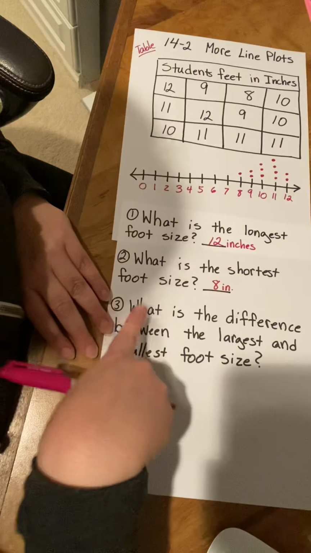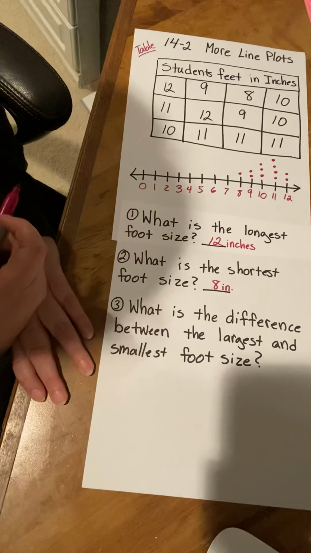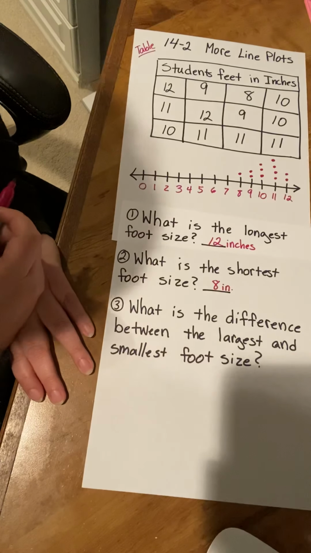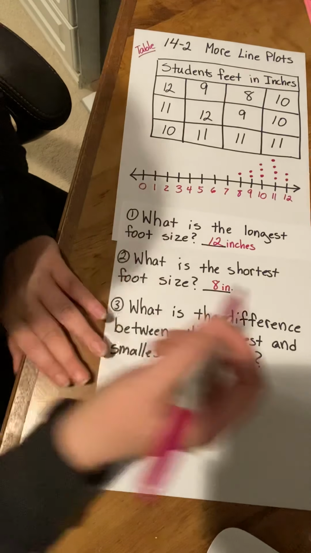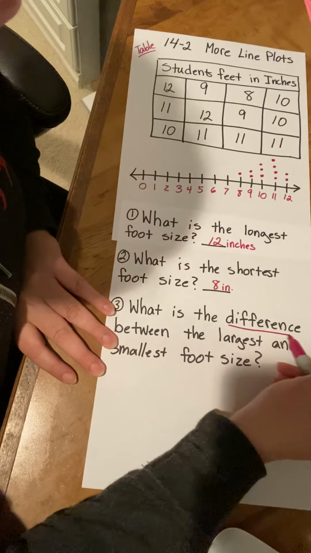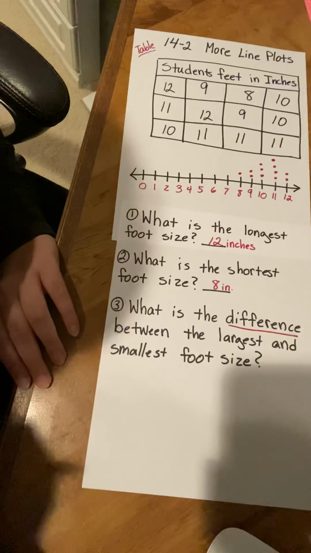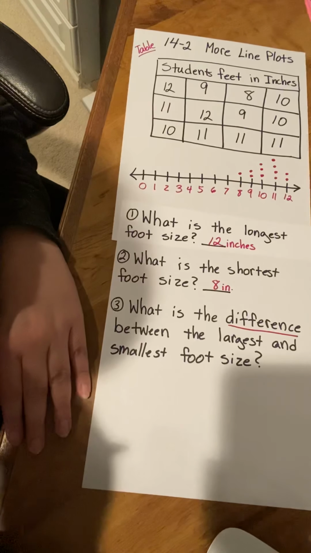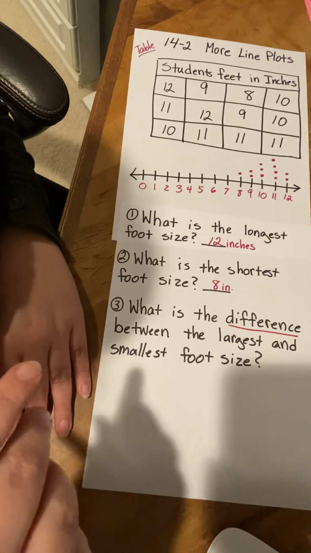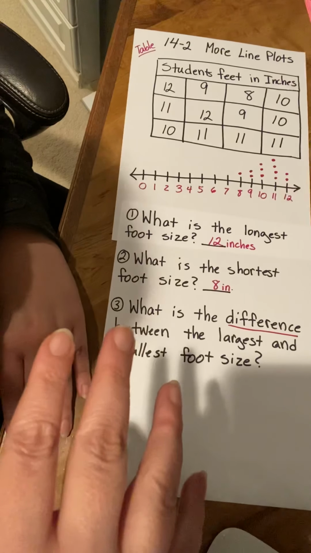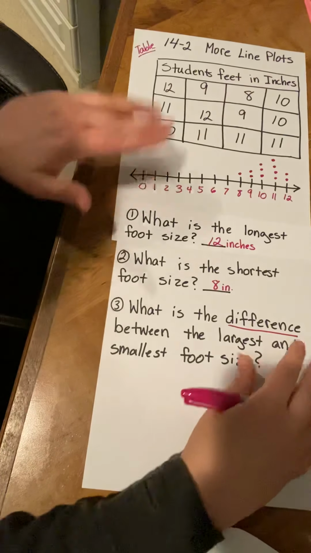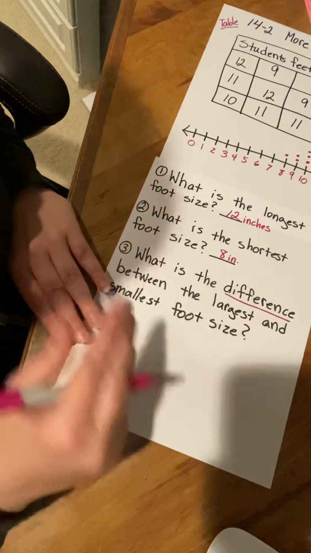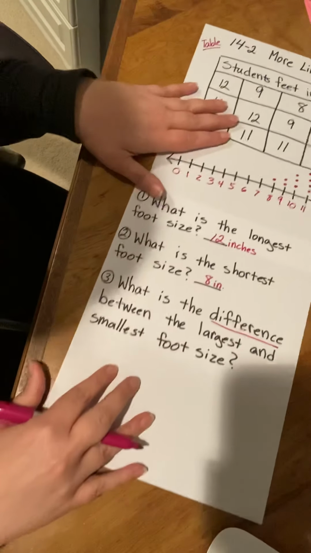The last question says, what is the difference between the largest and the smallest foot size? Well, first I need to know, what does difference mean in math? When we talk about the difference, what does that mean? Hopefully what comes to mind is subtraction, because difference is the answer in subtraction. So I know I'm going to have some subtraction equation.